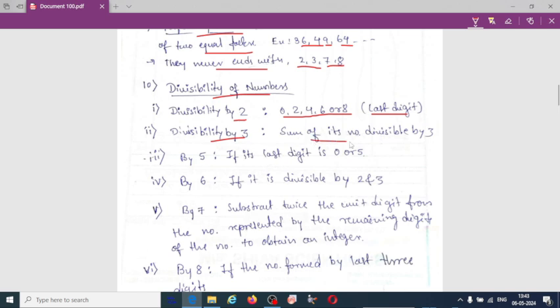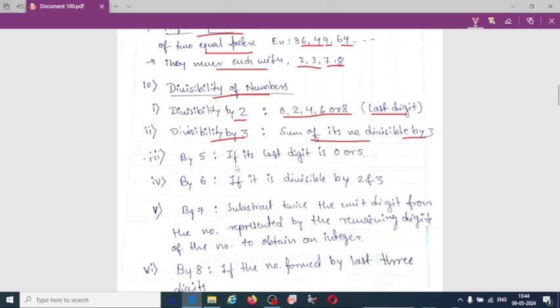Divisible by 3: if the sum of its digits is divisible by 3. If you are given a problem, let us take 343. If the sum of its digits is divisible by 3, then we can say the number is divisible by 3.